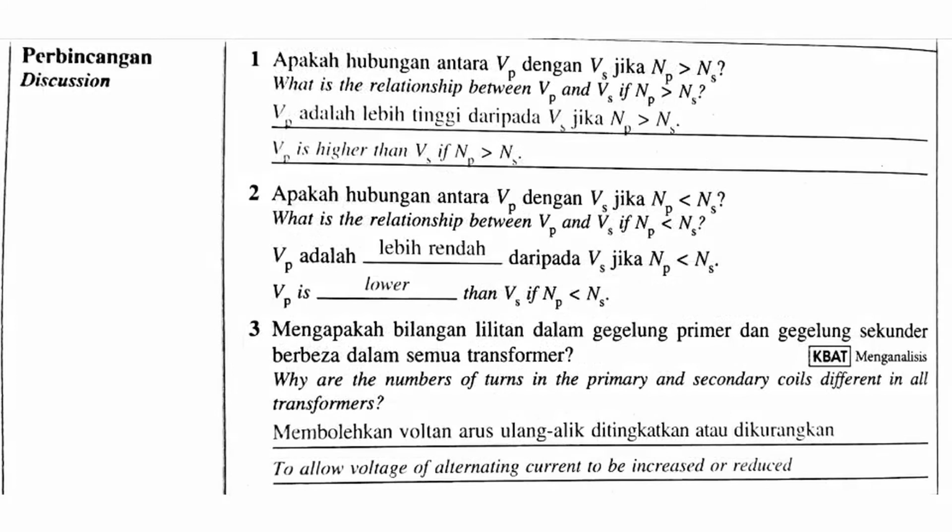Discussion: what is the relationship between Vp and Vs if Np is bigger than Ns? Vp is higher than Vs if Np is bigger than Ns. What is the relationship between Vp and Vs if Np is smaller than Ns? Vp is lower than Vs if Np is smaller than Ns. Why are the numbers of turns in the primary and secondary coils different in all transformers? To allow the voltage of alternating current to be increased or reduced.